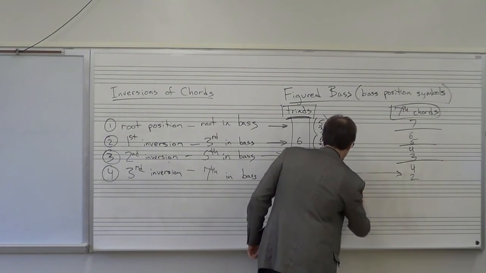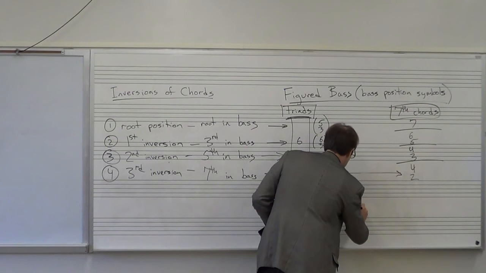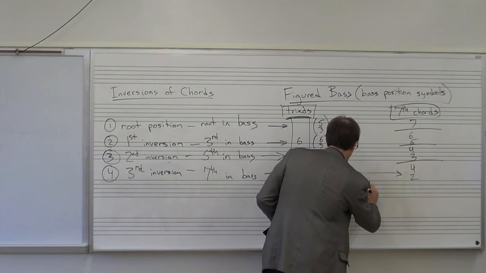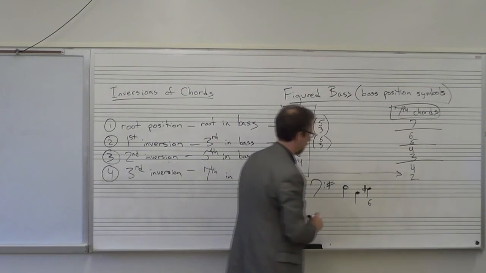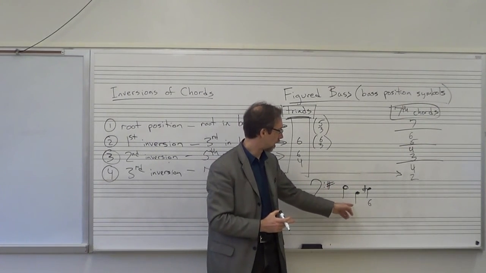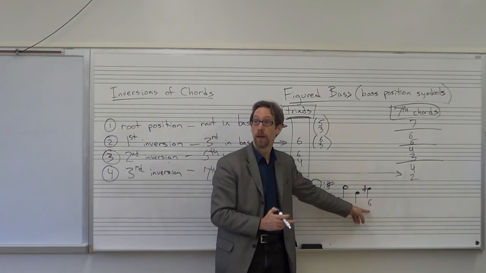Let me give you some other examples here. So let's say we go E, then a B, and then I'll put, let's say, a D sharp here with a 6. You should be able to figure out what these chords are. Root position triad, first inversion triad.